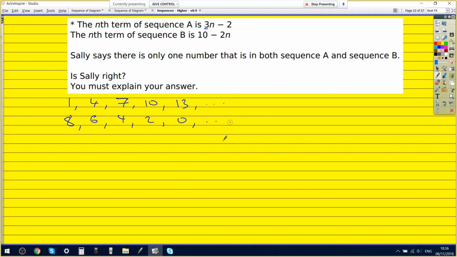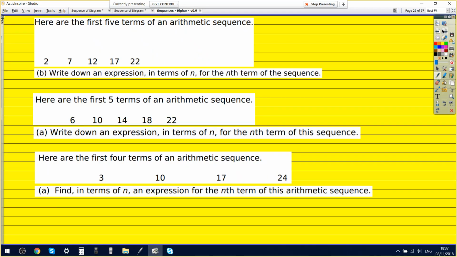Yeah, and so on. Okay, Sally says there's only one number in both sequences A and B. Is she correct? Yes, she is. Which number? 4. Yeah, that's it. So it just helps to write out the first few terms of the sequences.